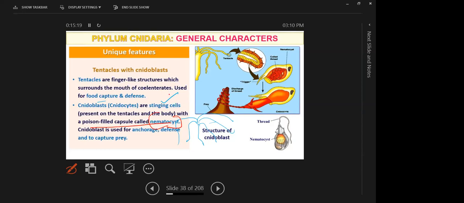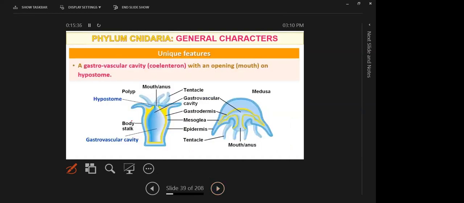All three points. The nematocyst is present in the nidoblast, and they help to capture prey. Can you see the coelenteron? It is a gastrovascular cavity within the body with an opening in the upper part, the hypostome. Stoma means opening, hypo is below. Below the tentacles: all the tentacles surround it and below that there is an opening.